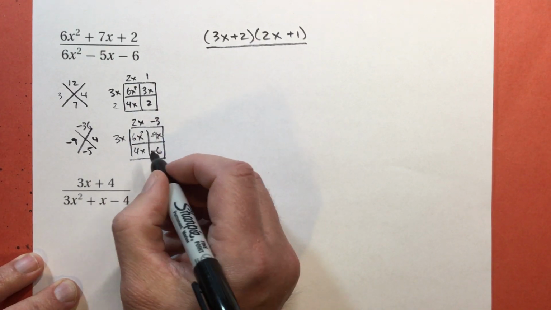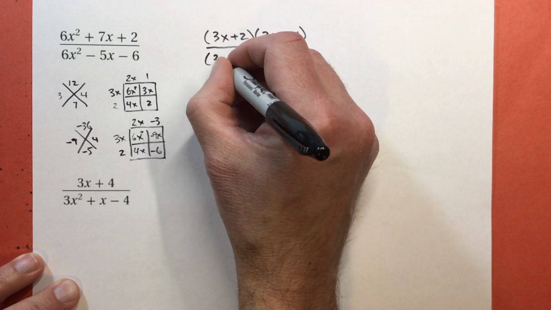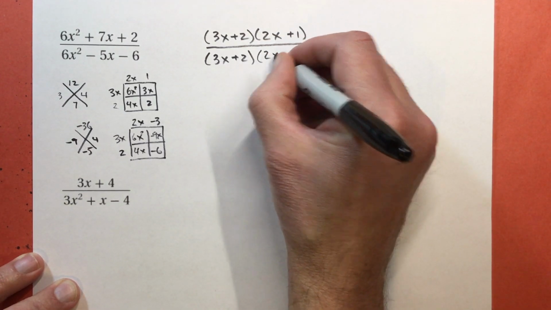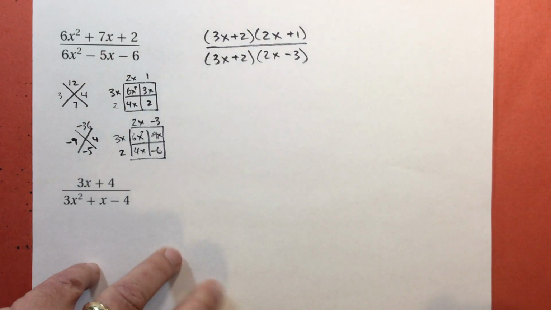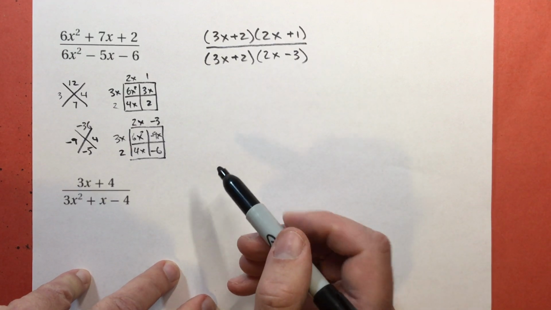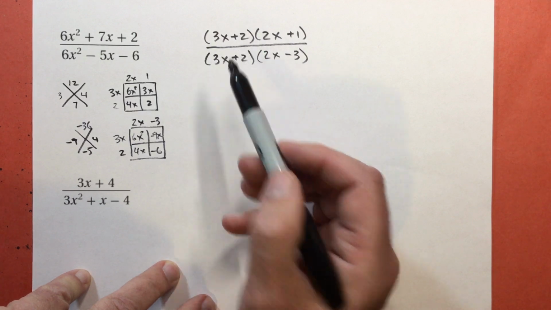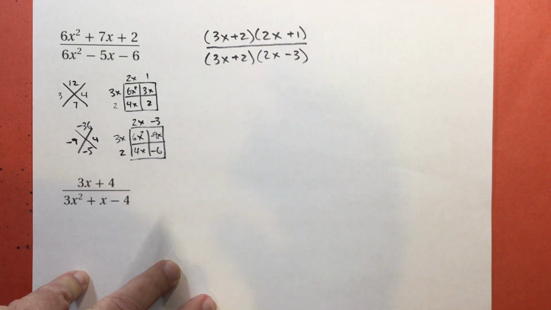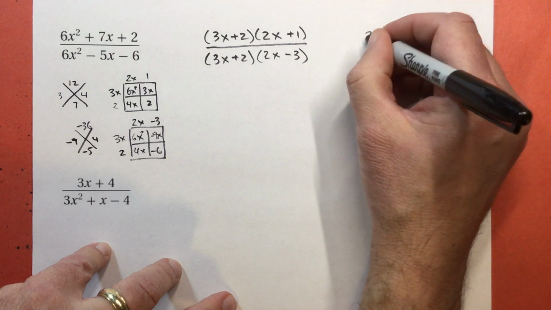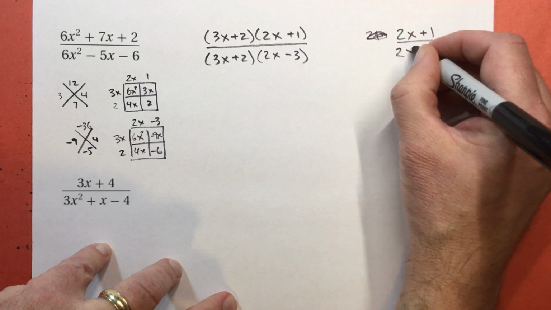And what do these two have in common? They both have 2. 2 times 2x is 4x. Okay, that's right. So this is going to be 3x plus 2. That's nice. Those are the same. Times 2x subtract 3. However you factor it, I don't care. You can go straight to the factored form. The 3x plus 2 and the 3x plus 2, when I take 3x plus 2 divided by 3x plus 2, that's going to equal 1. And I get 2x plus 1 divided by 2x subtract 3.